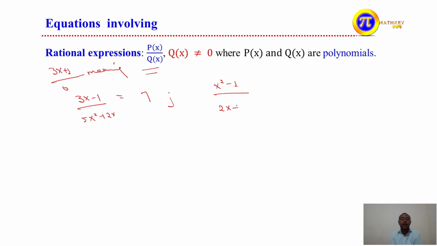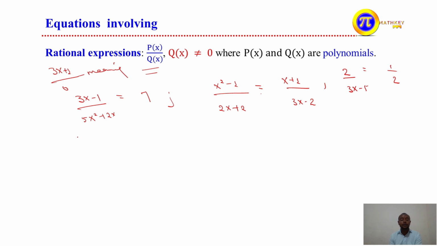The other example we consider is x squared minus 1 over 2x plus 2 is equal to, for instance, x plus 1 over 3x minus 2. Still, each side is a rational expression, that means a rational function. Here we have an equal sign, so we call these equations involving rational expressions or rational functions. You can consider different examples, such as 2 over 3x minus 5 is equal to 1 over 2. This is also an equation involving rational expressions.